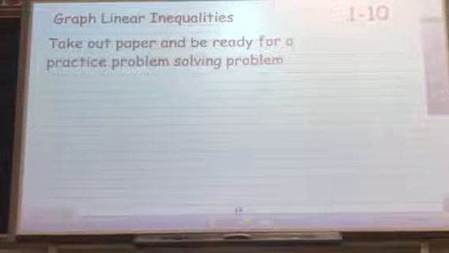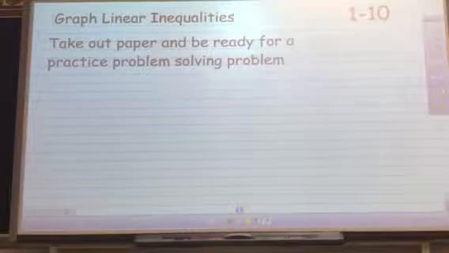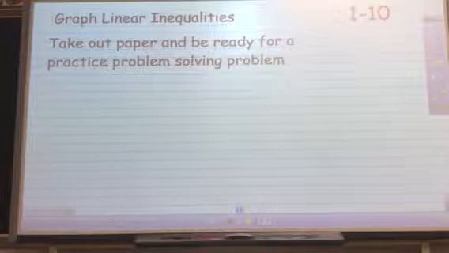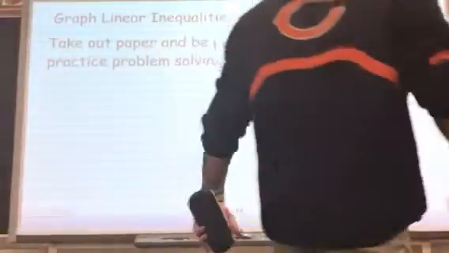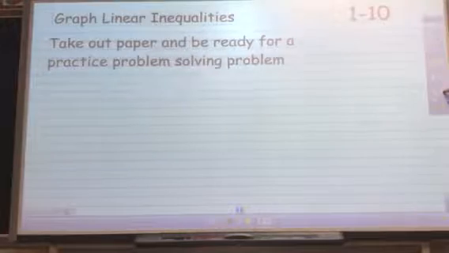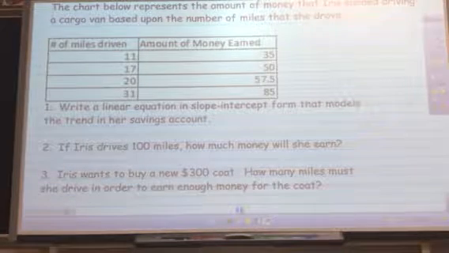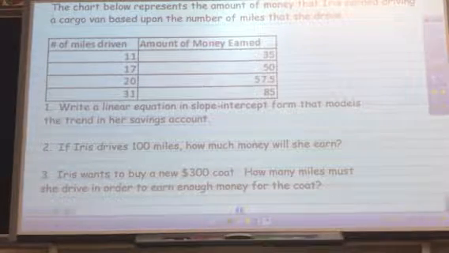Hey guys, I told you yesterday I wouldn't be able to be here for third and fourth period, so what I need you to do, we're going to go through the lesson. Go ahead and take out a piece of paper and be ready for this practice problem solving problem. Okay, here's your problem, similar to the one we did yesterday.